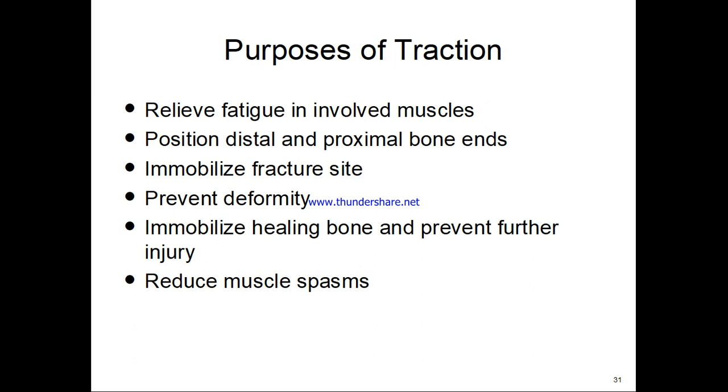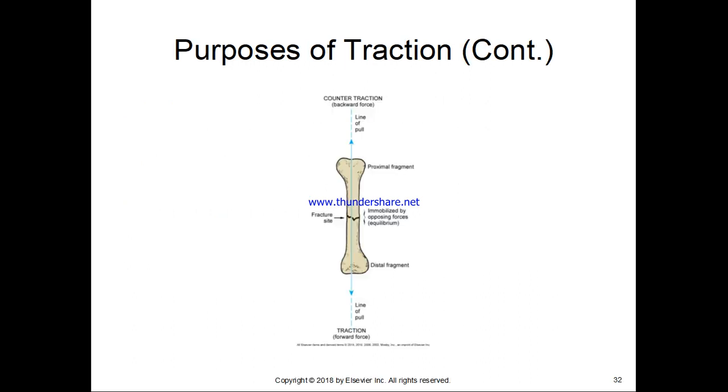The purpose of traction is to relieve fatigue in involved muscles. There's a lot of muscle spasm involved when a limb tries to stabilize its broken pieces. It aligns the distal and proximal bone ends into the proper position, immobilizing the fracture site, preventing deformity, and this reduces further injury and reduces muscle spasms. So here's a visual of what that accomplishes when you have the traction pulling in two different directions to align the long bone.